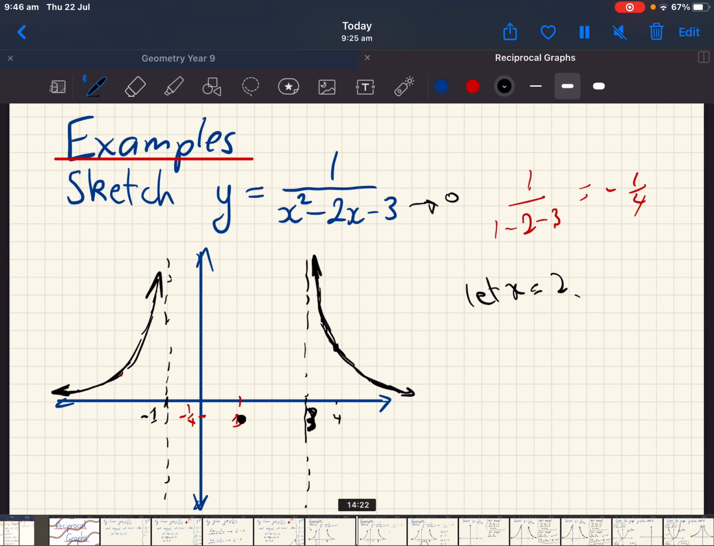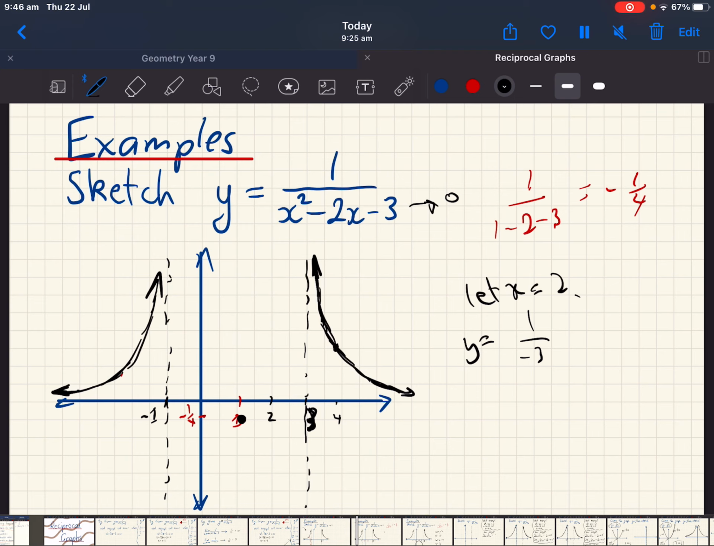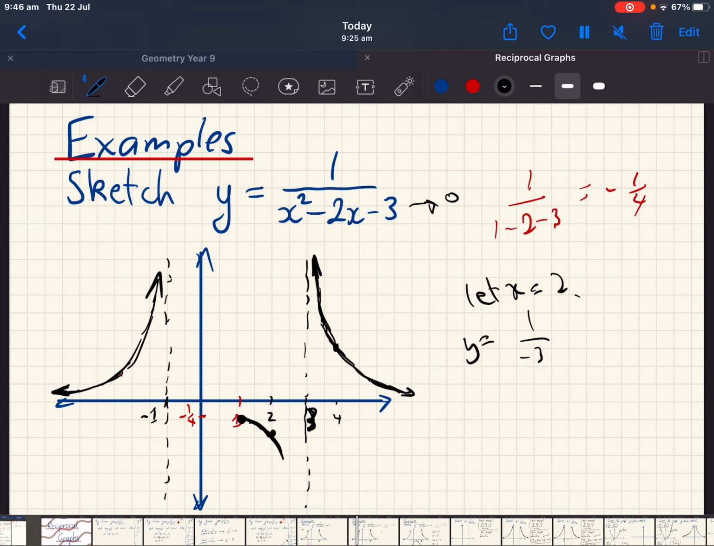So I'm going to let x equal 2, plug it in. You're going to get the value 1 on negative 3, which tells us we've gone from negative a quarter, right in the middle, across a little bit to the side, you get negative a third, right? It's a little bit further down, telling us that that's what's happening on that side of the midpoint.